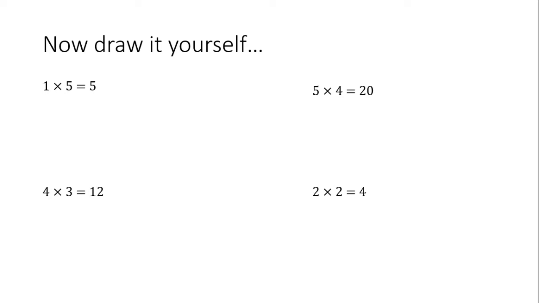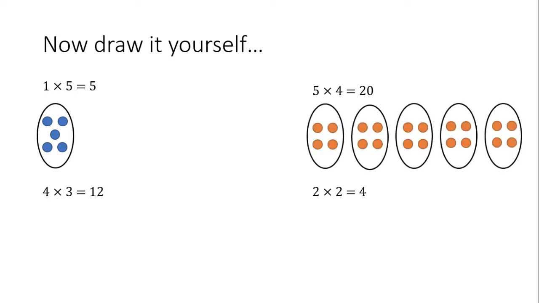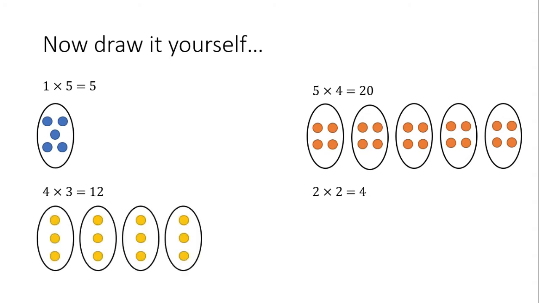Okay, it's answer checking time. Starting on the top left. 1 times 5, that's 1 group of 5, so I just need to draw 1 group of 5. In the top right, I have 5 times 4, that's 5 groups of 4, so I just need to draw 5 groups with 4 dots in each group. On the bottom left, it says 4 times 3, that's 4 groups of 3, so I draw 4 groups with 3 dots in each group. And on the bottom right, I have 2 times 2, that's 2 groups of 2, 2 groups with 2 dots in each group.